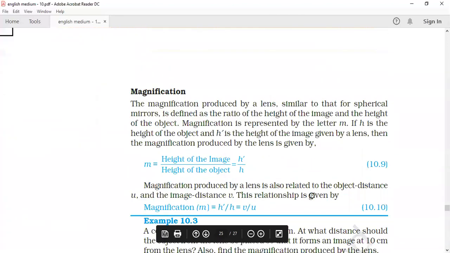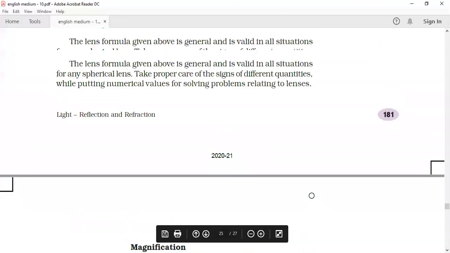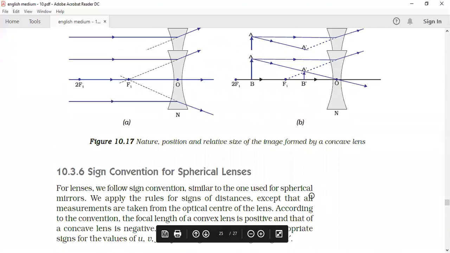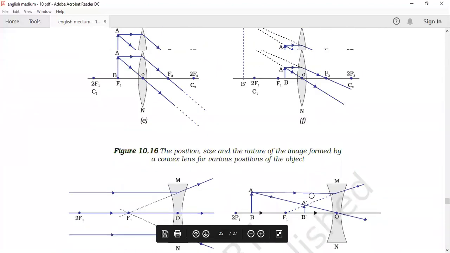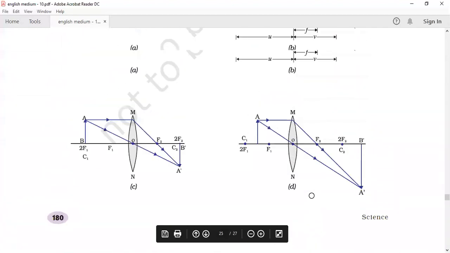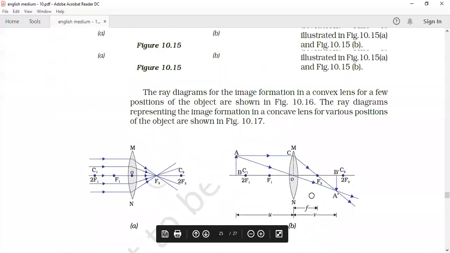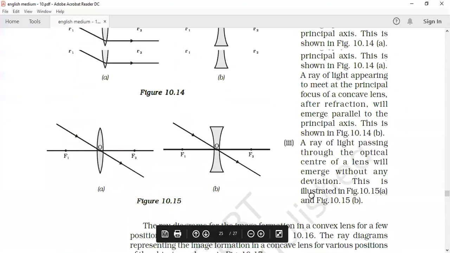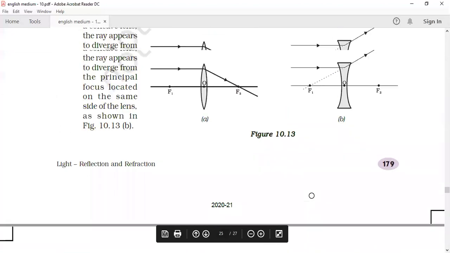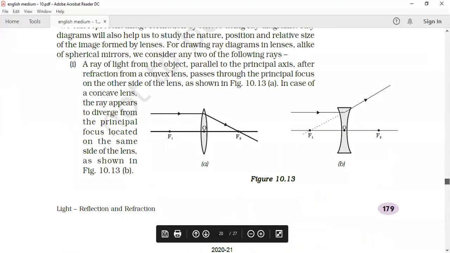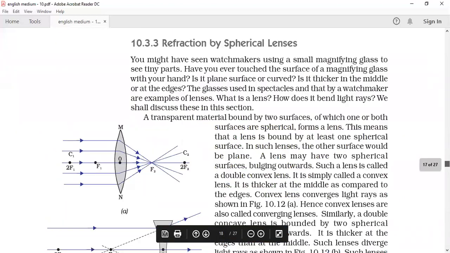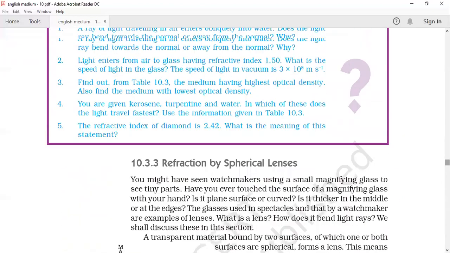Which type of equations will come? The mirror formula, the lens formula, and magnification. Whenever you learn these, definitely one or two numericals will come in the exam, so practice on that basis. Now first we will look at an exercise, the exercise on the concave mirror.